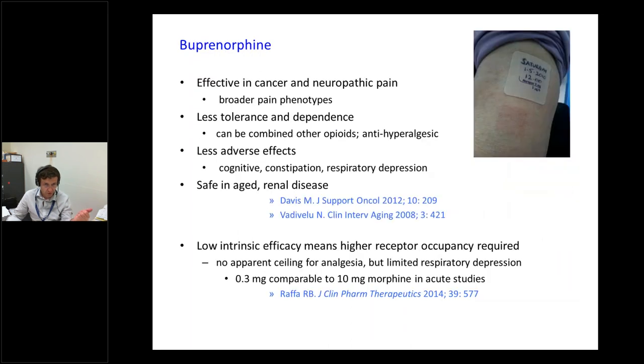Buprenorphine is our preferred opioid. It's an atypical opioid. It comes in a patch. It has some evidence in neuropathic pain because it works through a different receptor than just the standard mu receptor, and they get less tolerance.